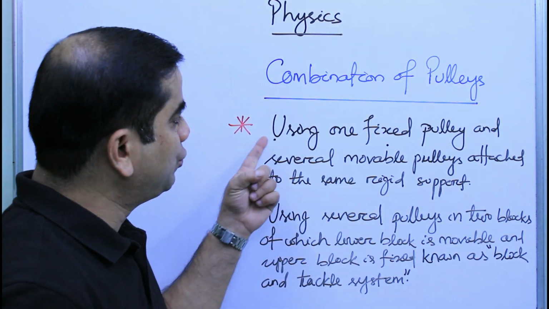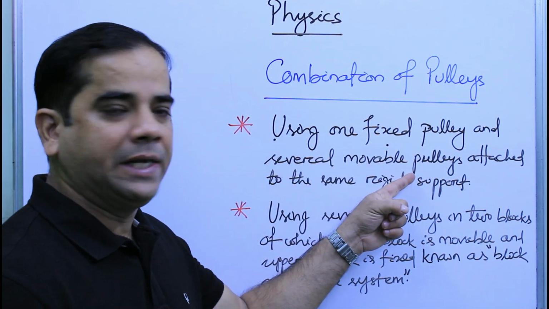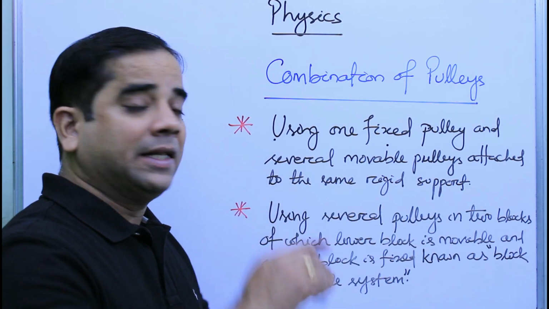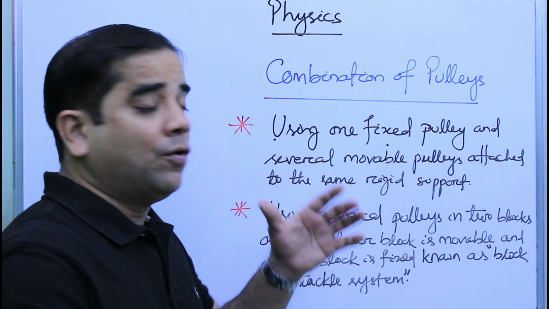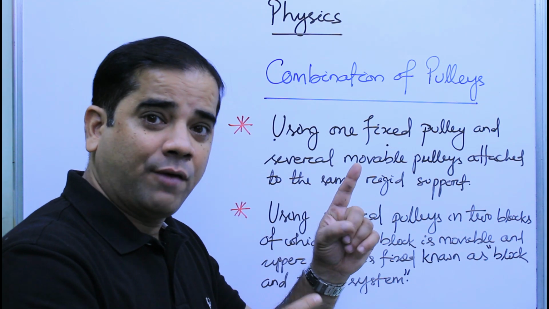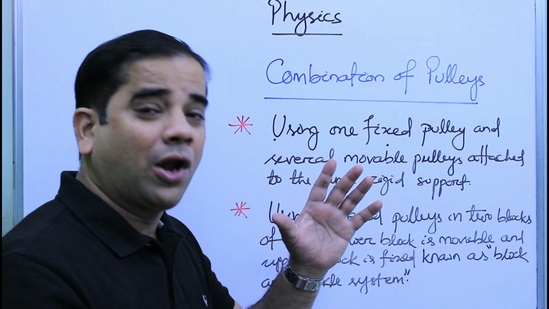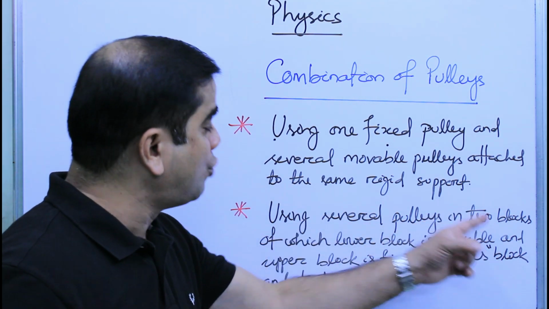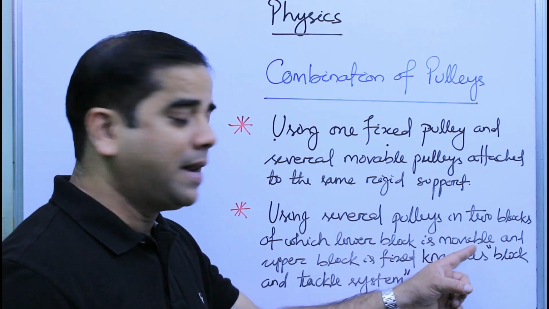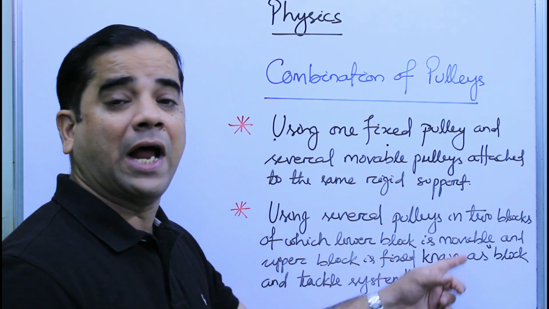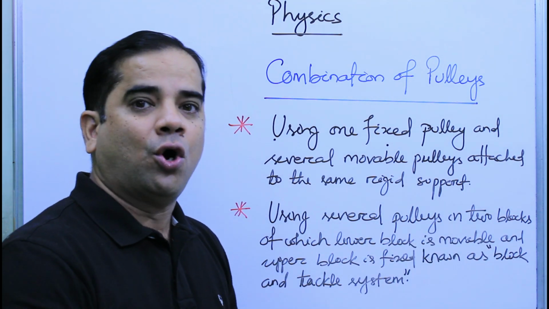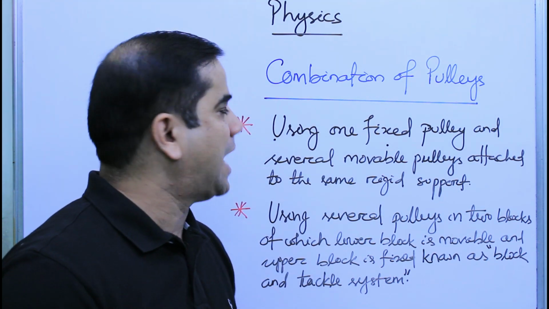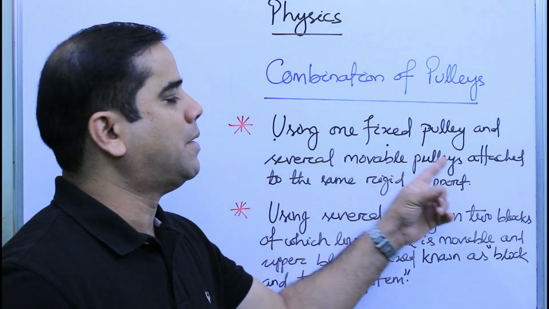The first one is using one fixed pulley and several movable pulleys attached to the same rigid support. It is to be remembered that the rigid support is the same, and we attach one fixed pulley with several movable pulleys, all attached to the same rigid support. And the second one is using several pulleys in 2 blocks, of which the lower block is movable and the upper block is fixed, known as the block and tackle system. We are going to discuss these 2 ways of combining pulleys one by one. We will start with using one fixed pulley and several movable pulleys.